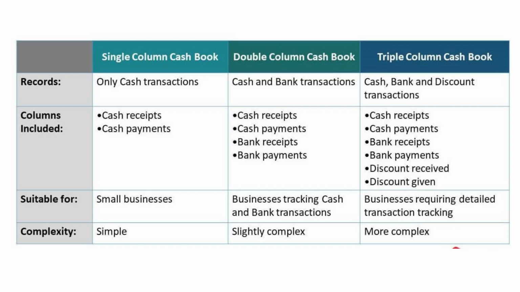There are different types of cash books: single column cash book, only cash column; double column cash book, cash and bank; triple column cash book, cash, bank, and discount columns.